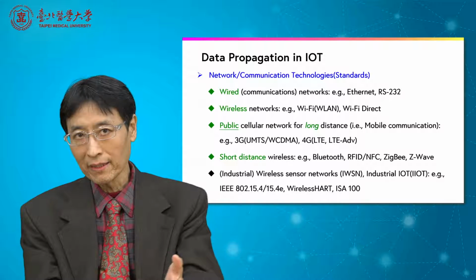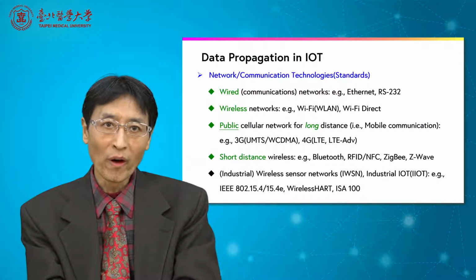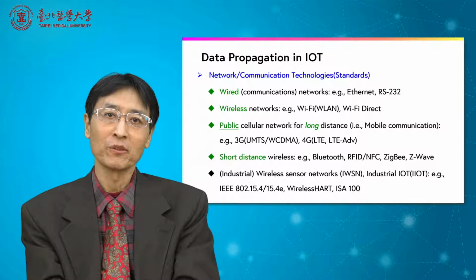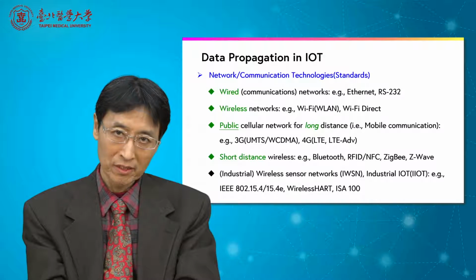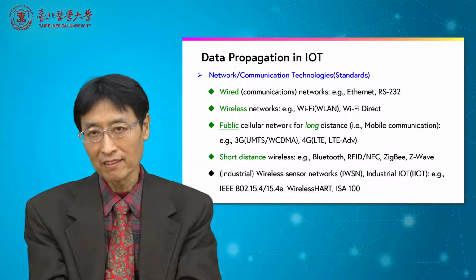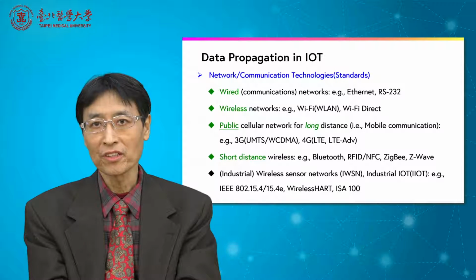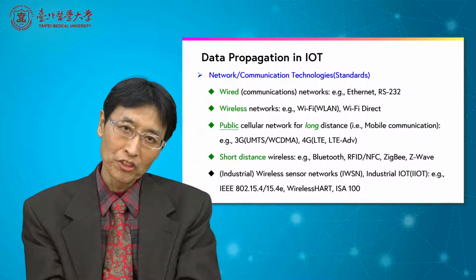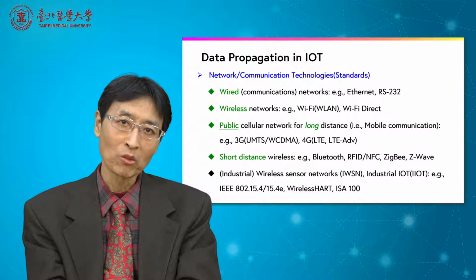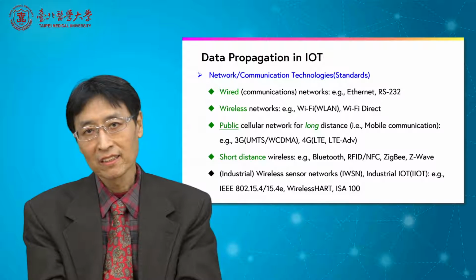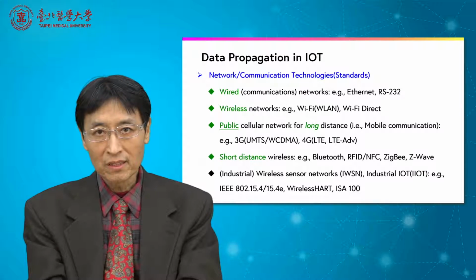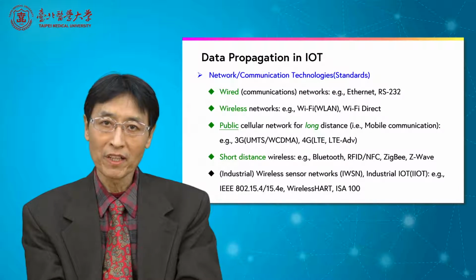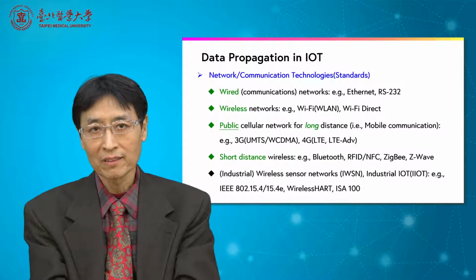Basically, we can divide wireless into two major categories. Wired so far includes Ethernet and the recommended standard RS-232. Wireless will be covered a lot. Okay, so for general wireless networks, when people talk about wireless, it means Wi-Fi, which means wireless local area network, or Wi-Fi Direct, but we see Wi-Fi a lot.